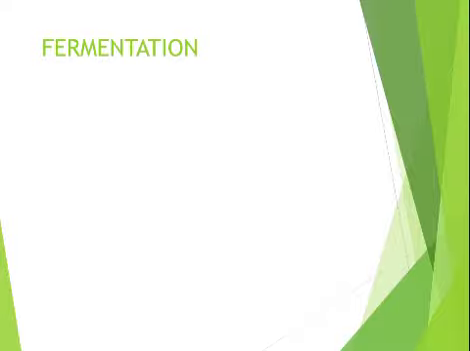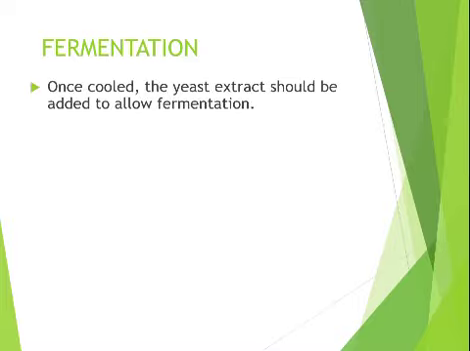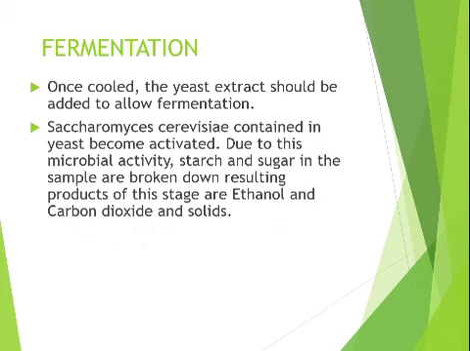After saccharification is fermentation. It is at this stage where ethanol is produced. The mixture after saccharification is cooled and then yeast extract is added to allow fermentation. Common industrial yeast called Saccharomyces cerevisiae becomes activated and then by microbial activity, specifically anaerobic respiration, breaks down the glucose into ethanol and carbon dioxide. So here is our equation where 1 mole of C6H12O6 breaks down to 2 moles of C2H5OH and 2 moles of carbon dioxide. Our ethanol is produced and the next stage continues.